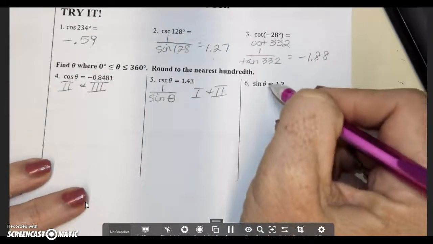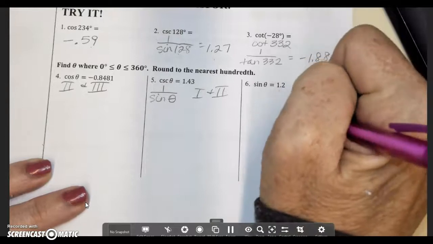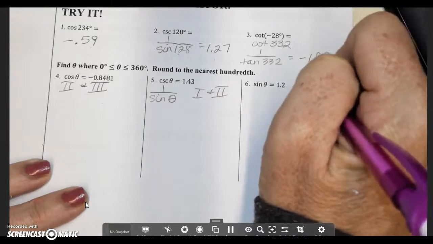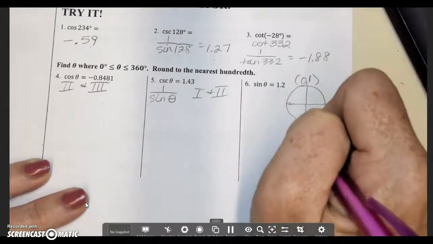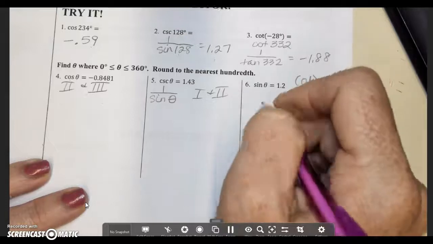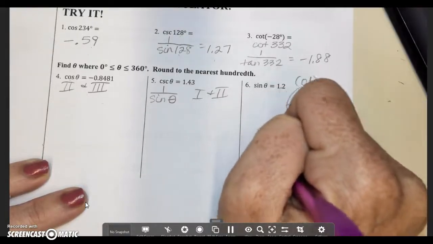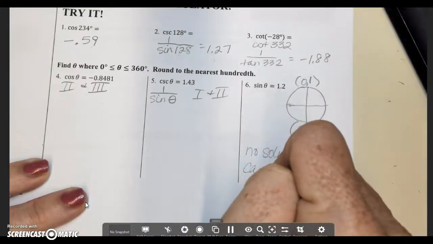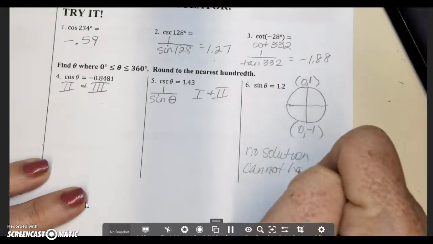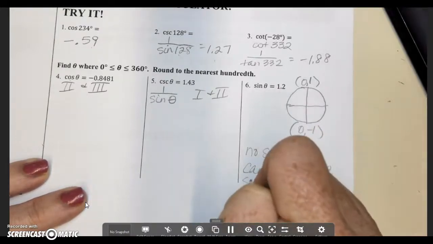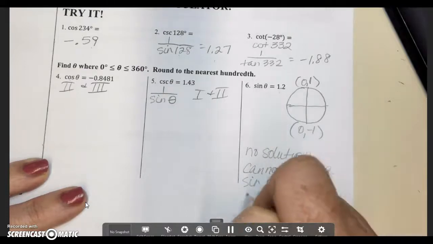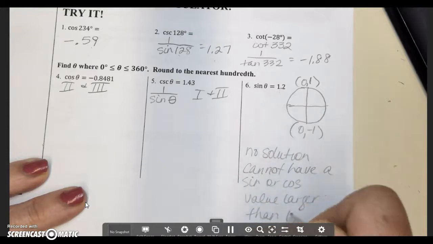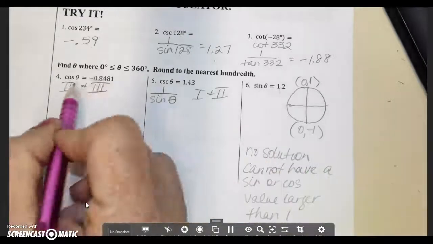Sine theta of 1.2, we should think about that for a minute. What do we know the radius of a unit circle is? Well, the biggest it can be is 1, right? Or 0 or negative 1. This is a no solution, or you could say undefined. You cannot have a sine value or a cosine value larger than 1. Okay, so let's go back and do this.